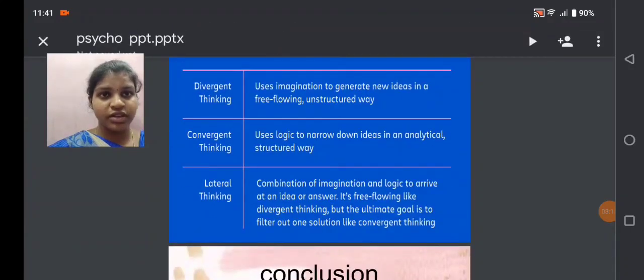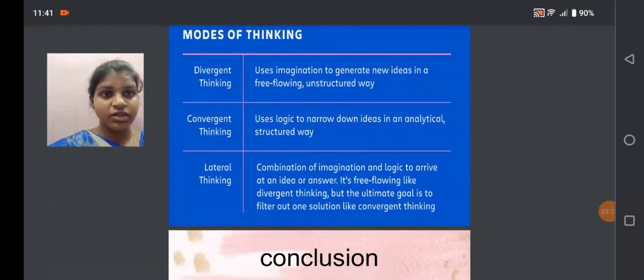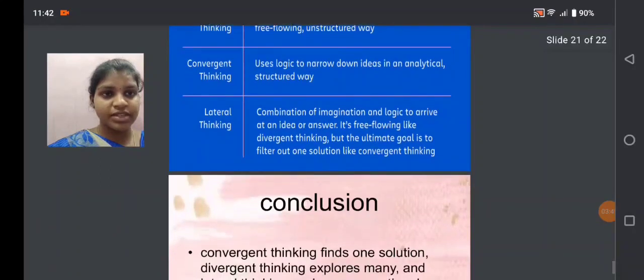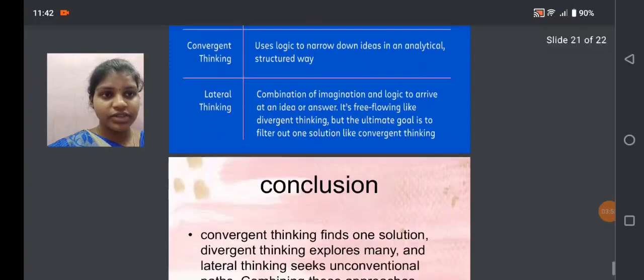Modes of thinking. Divergent thinking uses imagination to generate new ideas in a free-flowing, unstructured way. Convergent thinking uses logic to narrow down ideas in an analytical, structured way. Lateral thinking is a combination of imagination and logic to arrive at the idea or answer. It is free-flowing like divergent thinking, but the ultimate goal is to filter out one solution like convergent thinking.